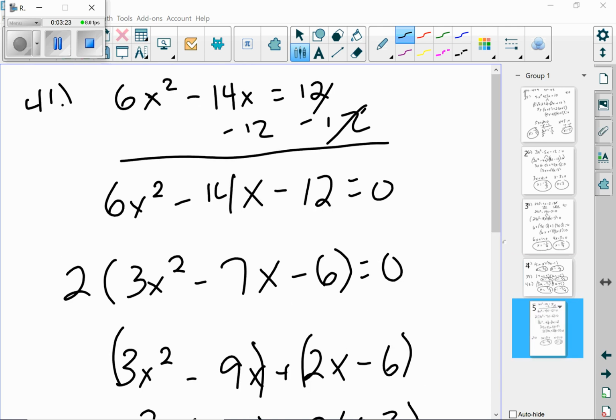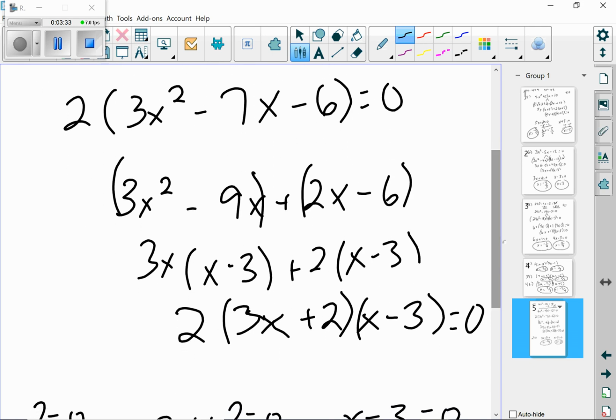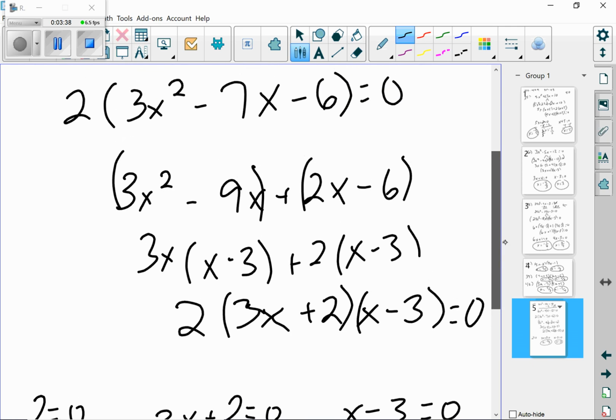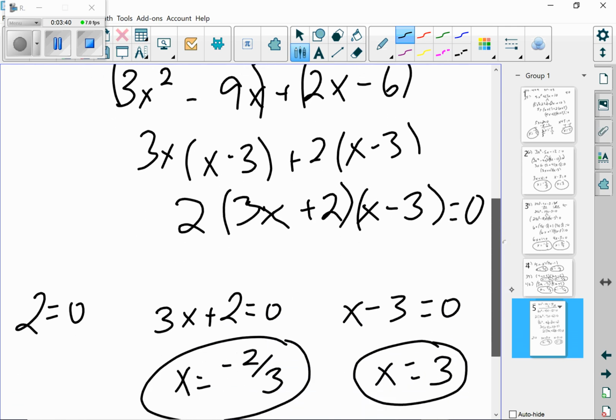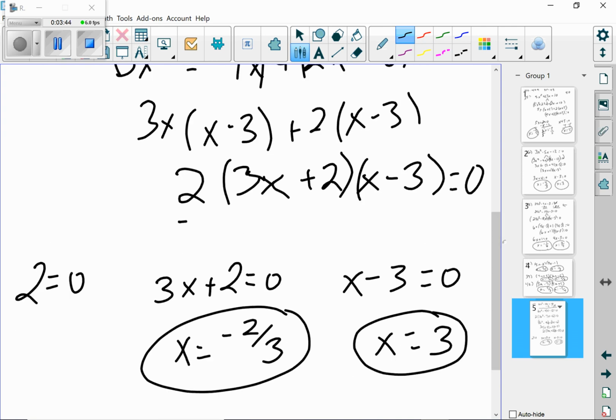All right, on 41, I thought I'd work it out because it's a little bit harder. You've got to move the 12 over. It's going to be negative 12 on the left side. You do need to pull out the GCF of a 2 just to make it easier for you. You don't have to, but if you don't, you have to reduce the fraction at the end of the problem. When I pull it out, I split it with a negative 9 and 2, factored into a 2 on the outside, 3x plus 2, and x minus 3.